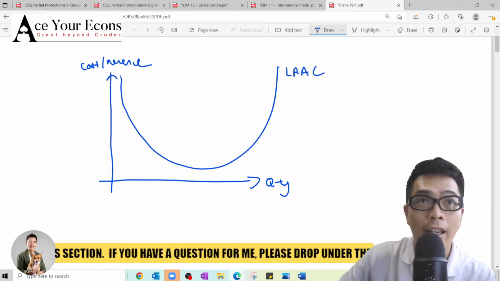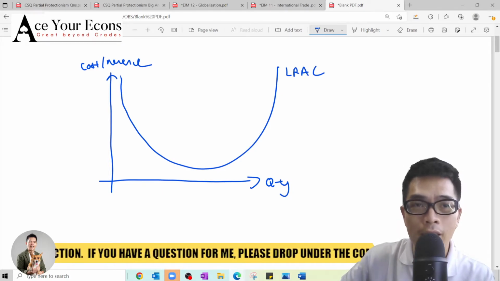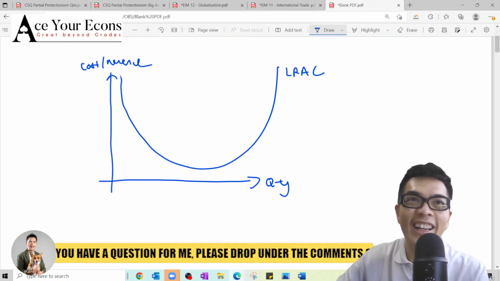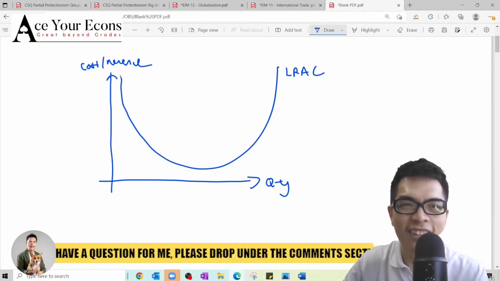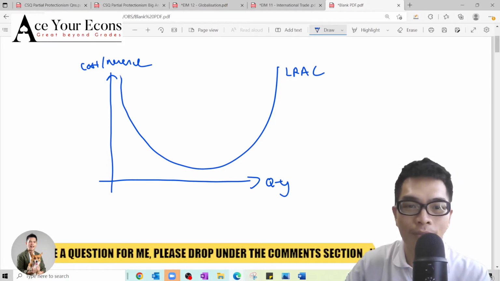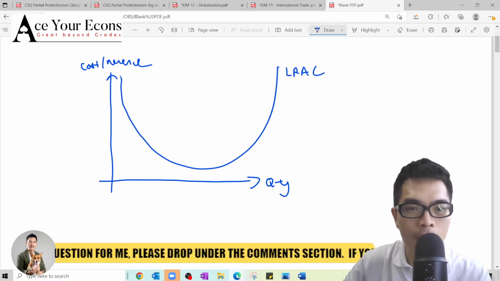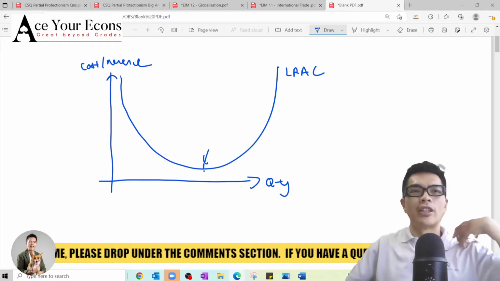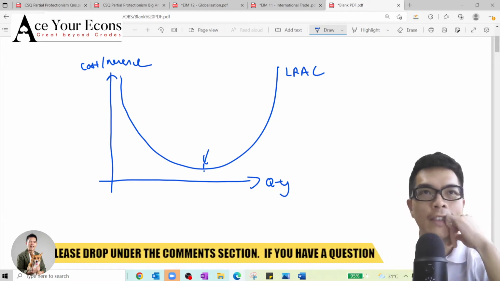LRAC, not LRAS. I see a lot of second year students label this as LRAS. AS is AS, AC is AC. We are using a different framework here. For those who still remember, do you still remember the name of the minimum point of LRAC? What do you know there?